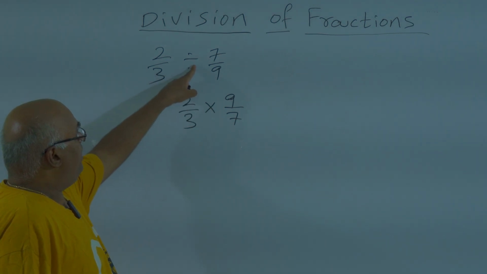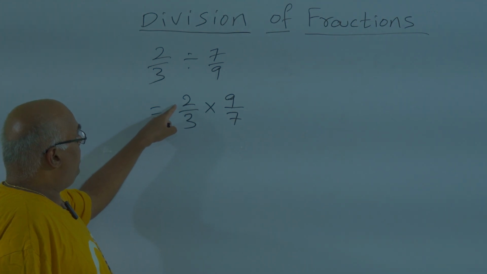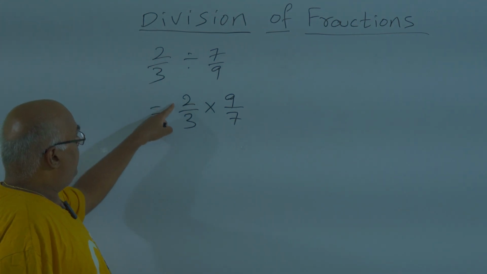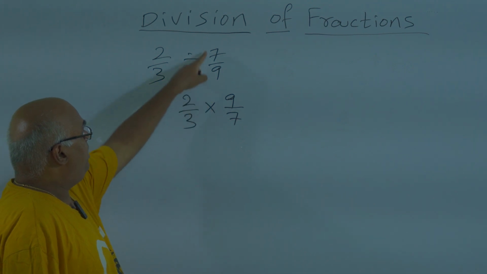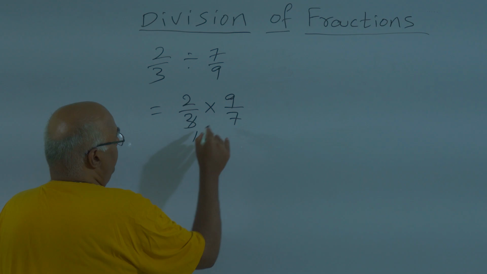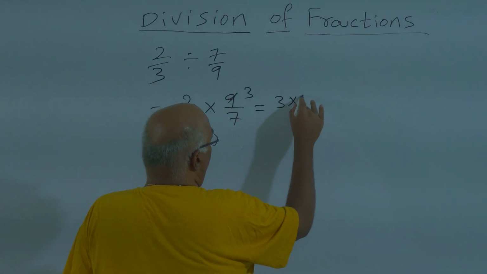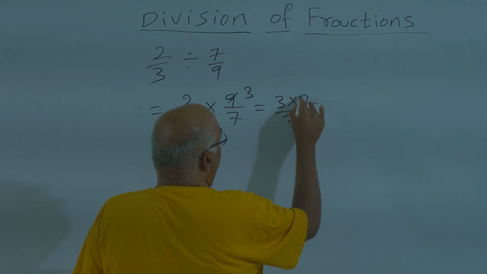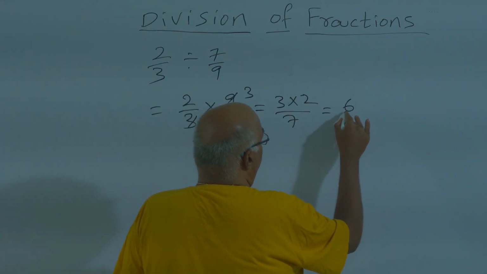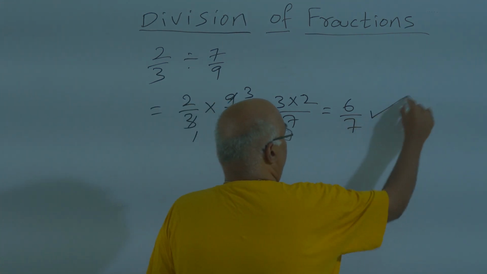So here you are dividing 2 by 3 with 7 by 9. So you multiply the fraction 2 by 3 with the multiplicative inverse of 7 by 9. So this is equal to, 3 goes 1 time, 3 goes 3 times, is equal to 3 into 2 by 7. This is equal to 6 by 7. So this is the required answer.